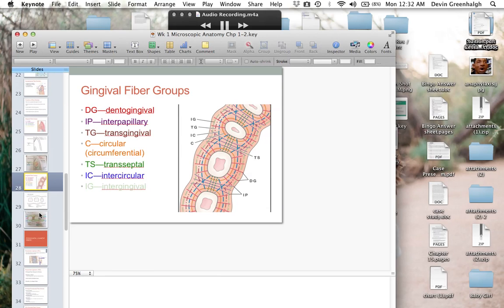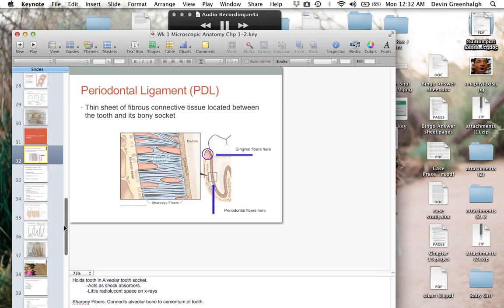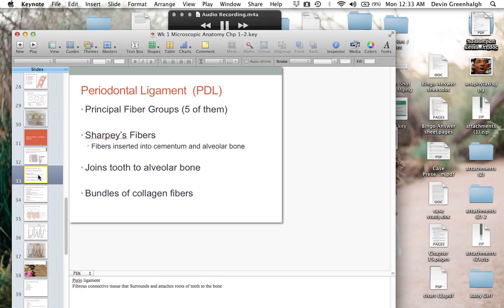Okay, you have a PDL. What is your PDL? A PDL is a thin sheet of fibrous connective tissue located between the tooth and its bony socket. PDL holds the tooth in the socket. It acts as a shock absorber, and it's radiolucent on an X-ray. Important to remember, Sharpey's fibers, what do they do? They connect cementum to alveolar bone.